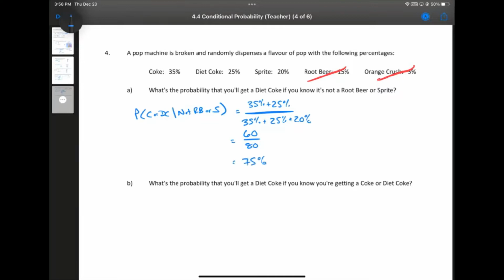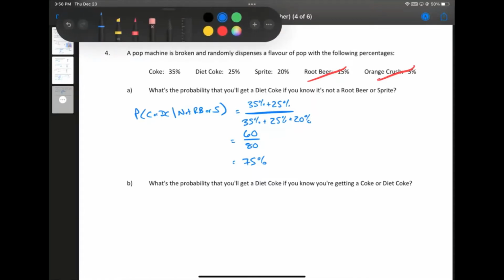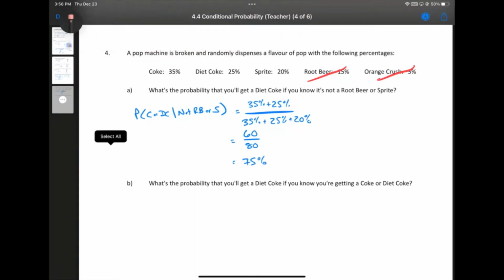So without root beer or Sprite coming out, you know that that hasn't happened. You can now say that there's a 75% chance you'll get a Coke or a Diet Coke. Okay, I'm going to remove these lines up at the top here, just because we're going to move on to part B.